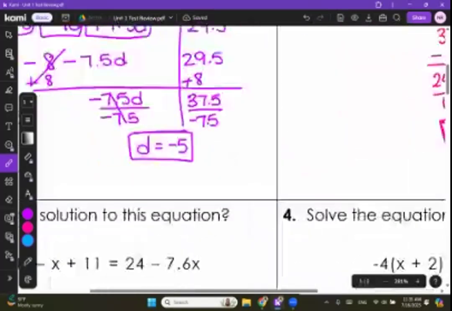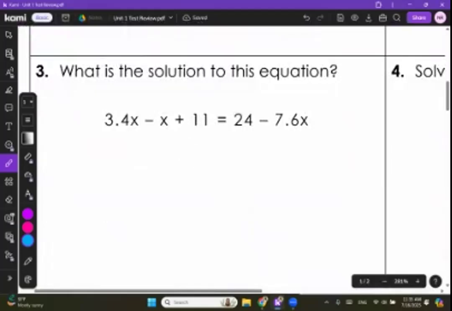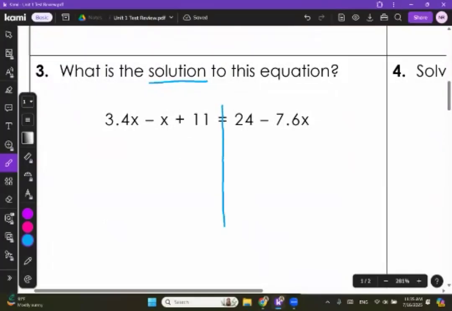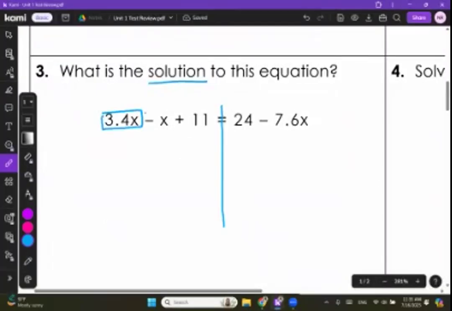Next. What is the solution? There's that keyword again. You're solving. We don't see parentheses, but we do have too many terms on this side, so boxes and circles. We have two boxes, one circle. I'm going to go ahead and bring that circle down. 3.4x minus 12.4. Bring this down.